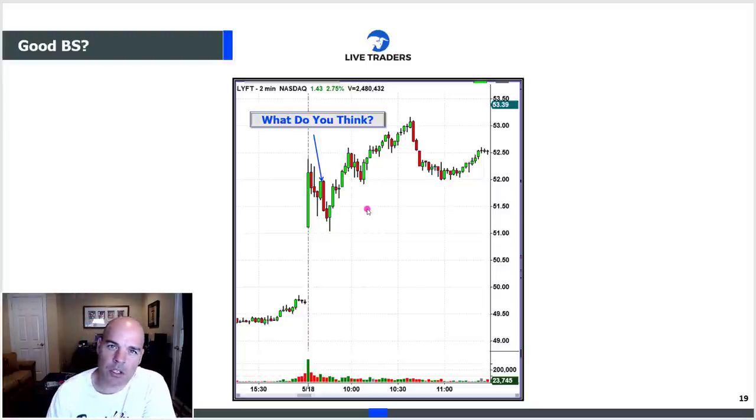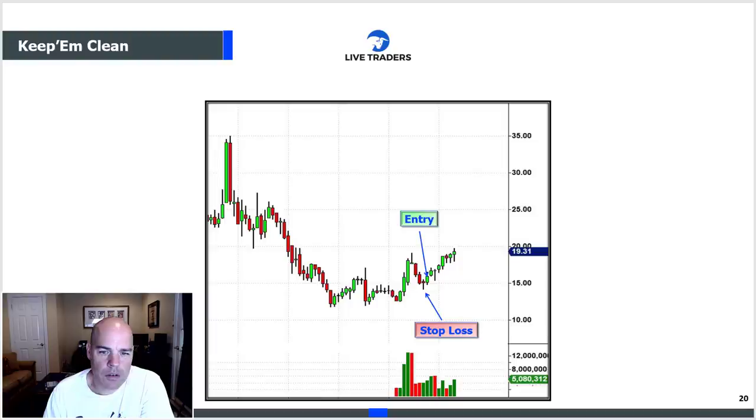This is not a great chart. Is it the worst chart we've ever seen? No, it's certainly not a really good chart. Why take it then? Right? You want to take stuff like this.